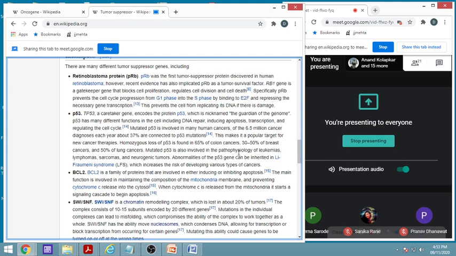That is like Li-Fraumeni syndrome, where other cancers can be there in patients having this syndrome. Means they are very much prone to cancers.